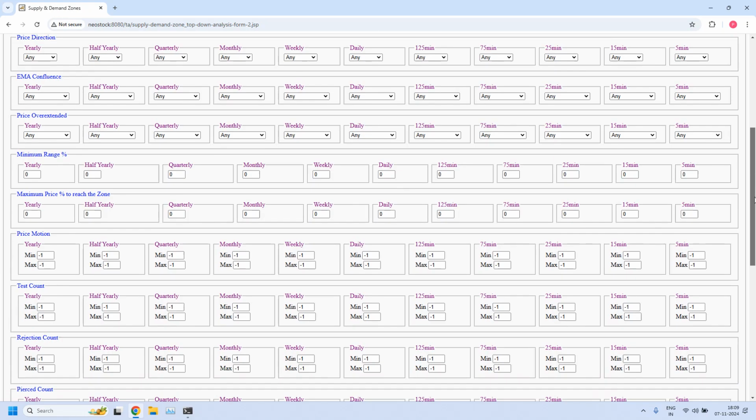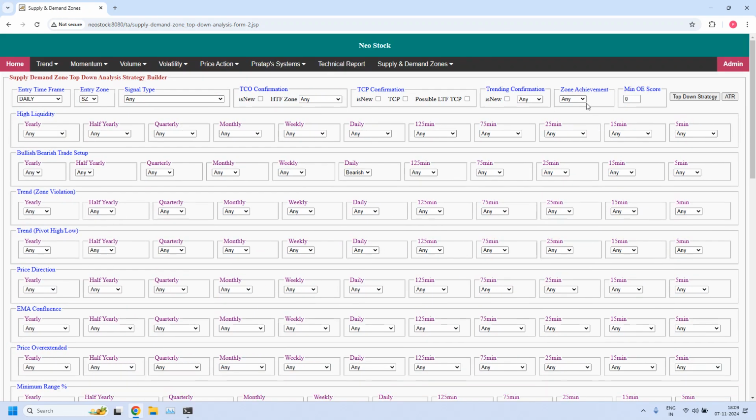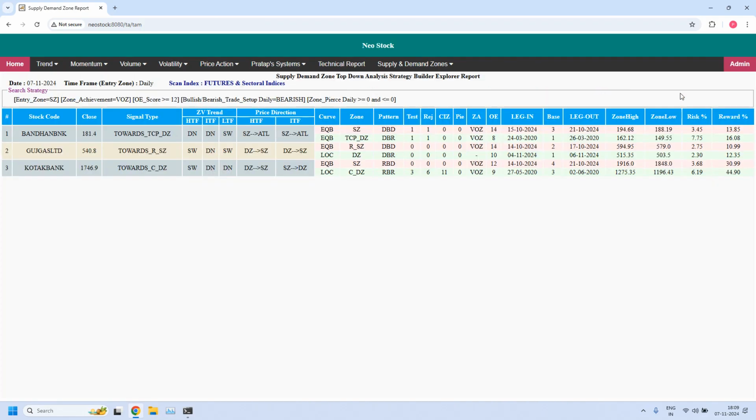So in the pierced count at a daily time frame, the minimum value should be 0, maximum value should be 0, and zone achievement is violated opposing zone. Minimum odd enhancer score is 12, and all the 3 filters are applied to daily supply zone. And 3 stocks are filtered. These 3 are currently supporting bearish trade setup for monthly income trade.